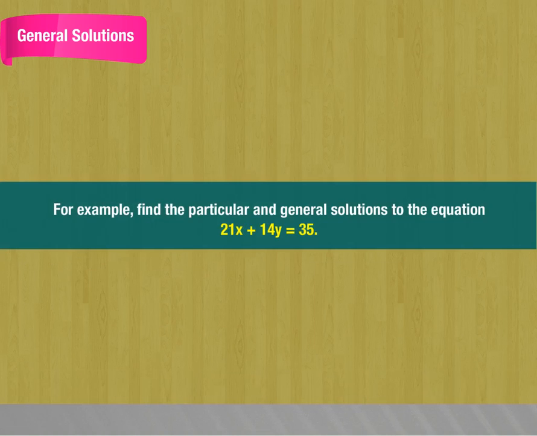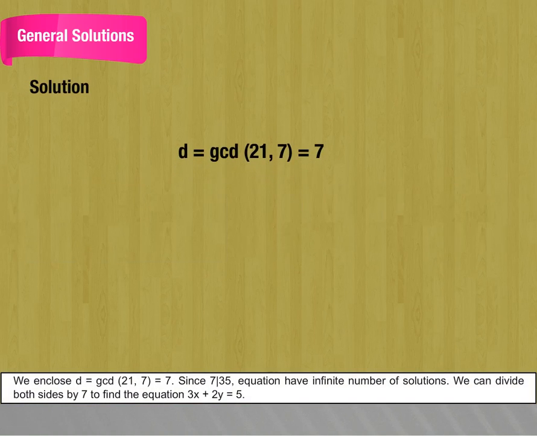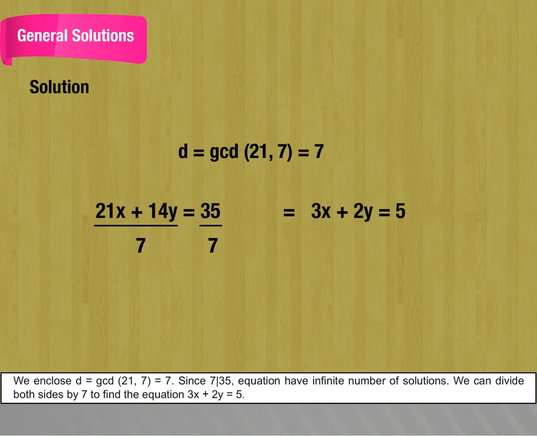For example, find the particular and general solutions to the equation 21x plus 14y is equal to 35. Solution: we find d is equal to GCD of 21 and 14, which is 7. Since 7 divides 35, the equation has an infinite number of solutions. We can divide both sides by 7 to get the equation 3x plus 2y is equal to 5.